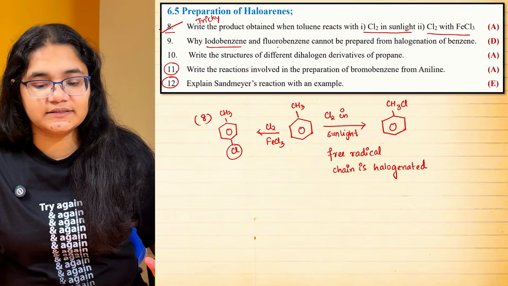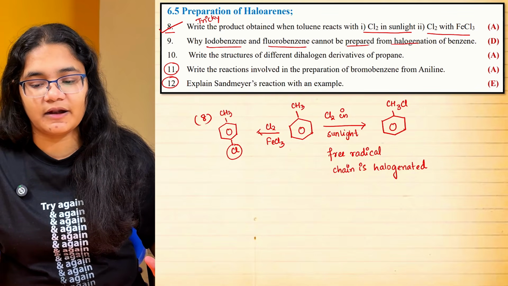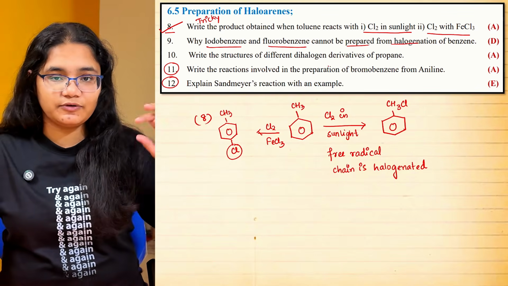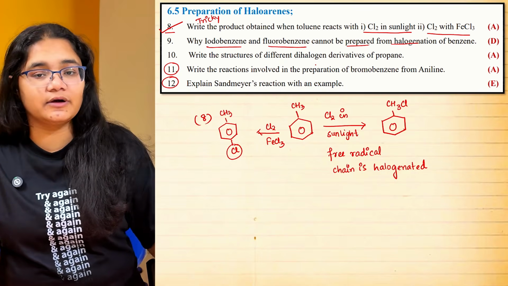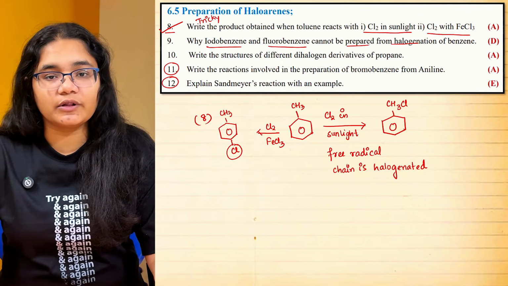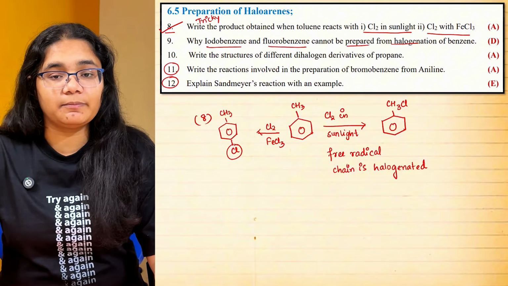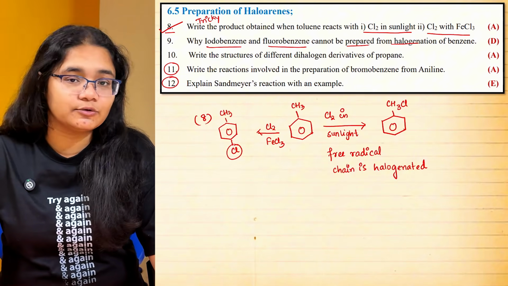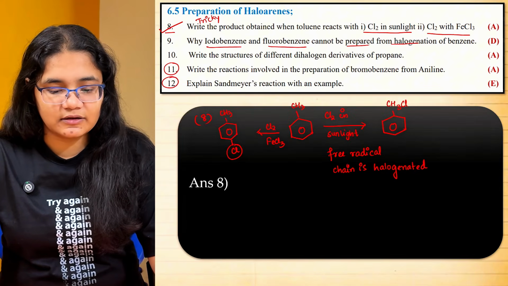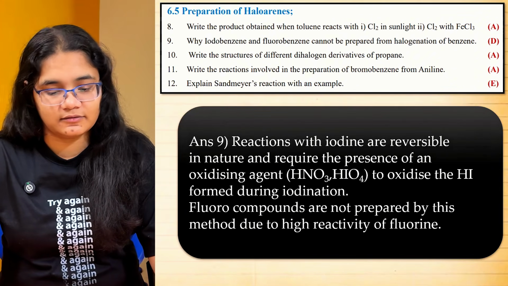Next, why can iodobenzene and fluorobenzene not be prepared by halogenation of benzene? If you have seen the methods of preparation of haloarenes, mainly we were focusing on the preparation of chlorobenzene and bromobenzene, but we were not able to prepare fluorobenzenes and iodobenzenes using direct halogenation. What is the reason for that?